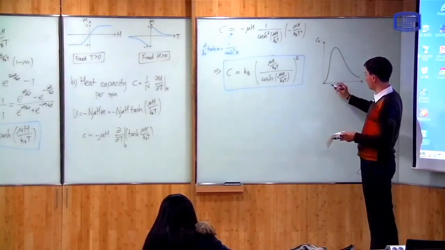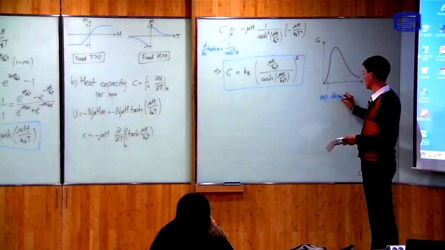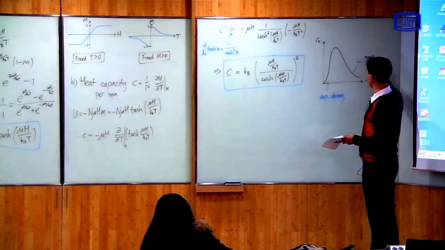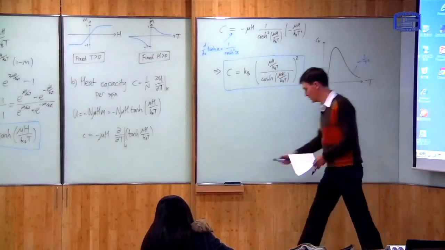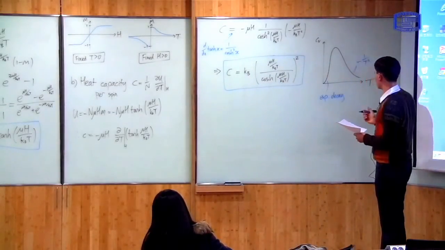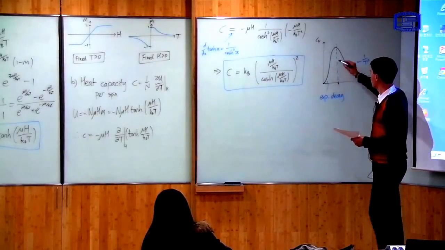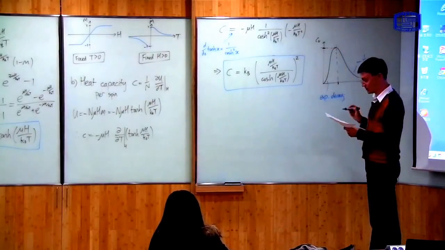So it looks something like that. So for low temperatures, you have an exponential decay because of the cosh function there. And for high temperatures, it goes something like 1 over T squared. Okay. We can give you some idea of approximately what this is like.